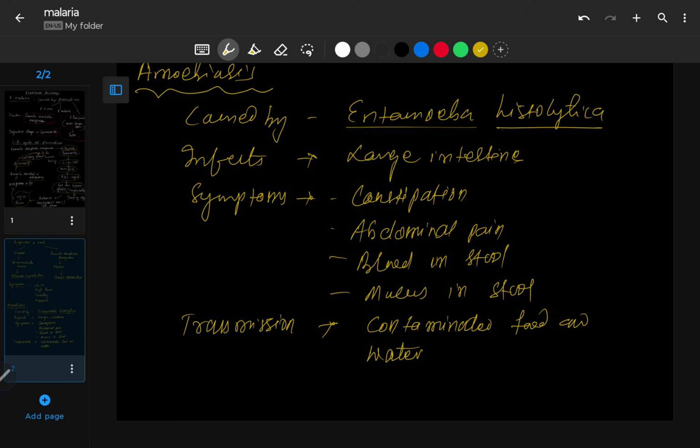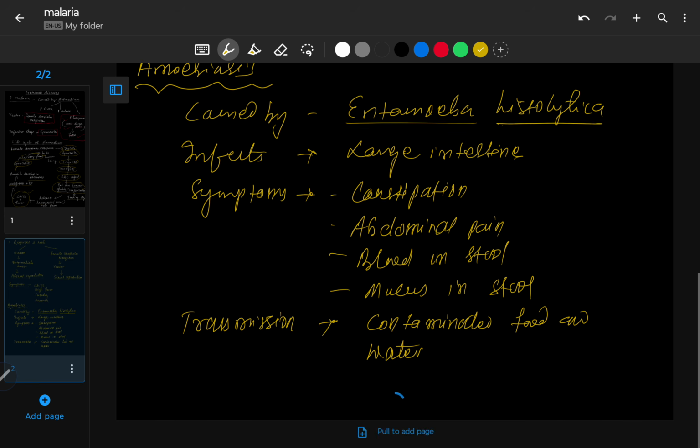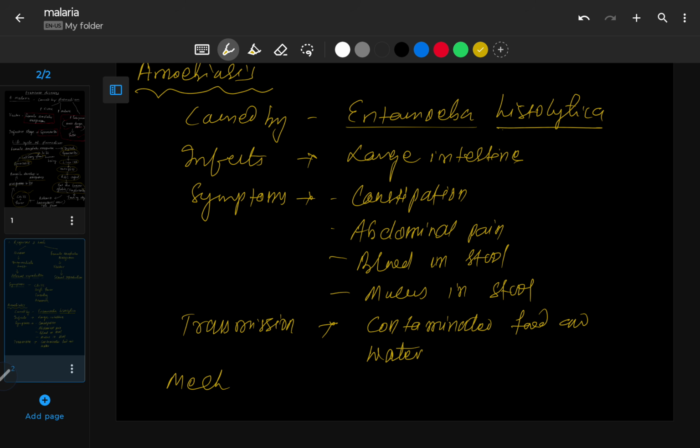Okay, and the mechanical carrier is the housefly. Here it is not the vector. We call it a vector when it acts as a host and is required for the completion of the life cycle of the parasite. If any organism is required and it transmits the disease, then that is known as a vector.